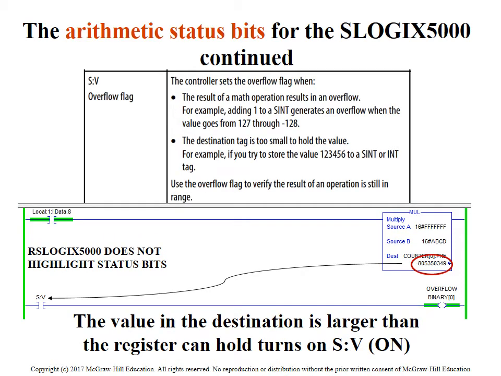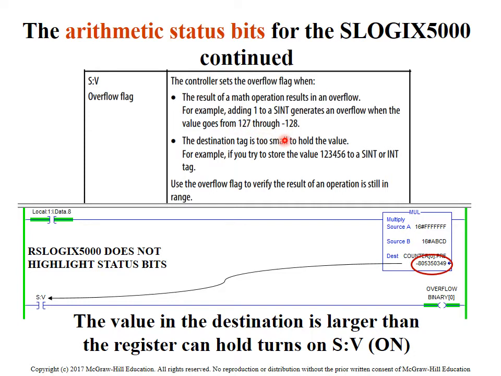Next, the next flag I wanted to talk about was the overflow flag. Now this overflow flag, as you can note here, I pulled straight out of the book. The result of math operations results in an overflow. What that means is essentially that we put a number in there greater than what the register can handle. When you're talking 32 bits, you're talking a really large number. When you're talking, say, single integer, you're looking at 127 here, right?